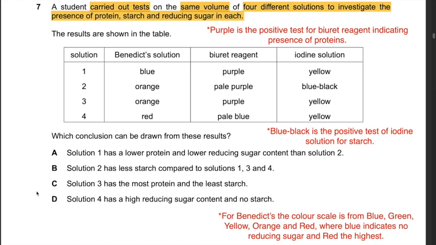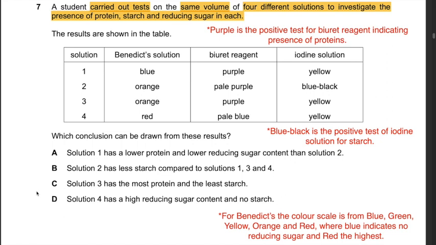Therefore A is incorrect. B, solution 2 has less starch compared to solutions 1, 3 and 4. That is incorrect as solution 2 is the only one which has blue-black color in iodine solution. Hence solution 2 is the only one with the positive test for starch. Therefore it cannot have less starch compared to the other solutions, and B is incorrect. C, solution 3 has the most protein and the least starch. That is incorrect as solution 3 has no starch at all due to the color being yellow.